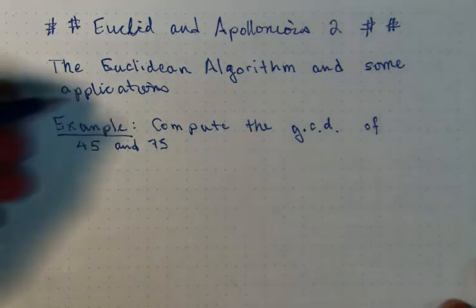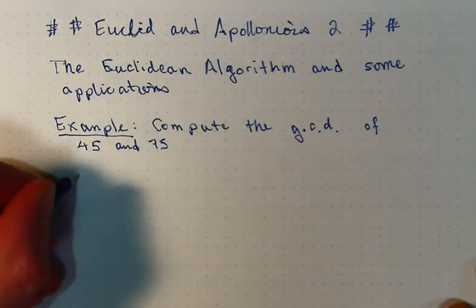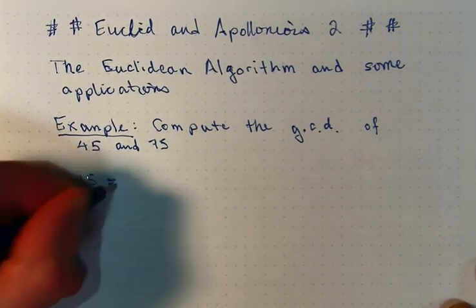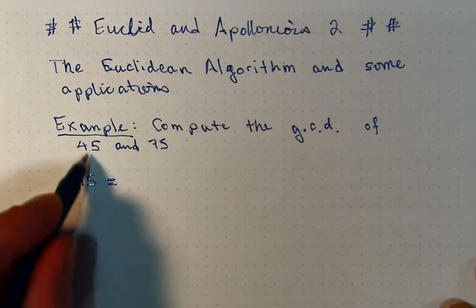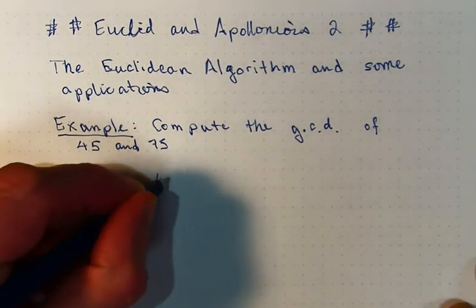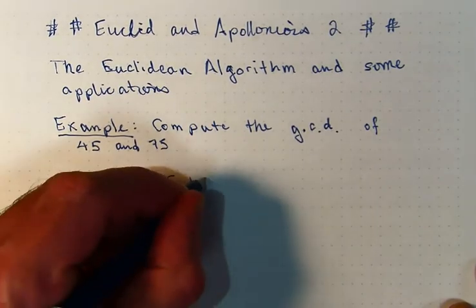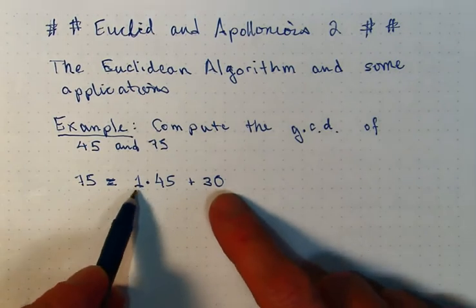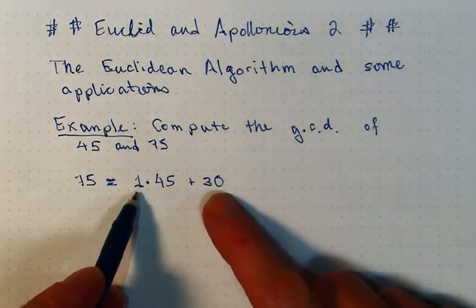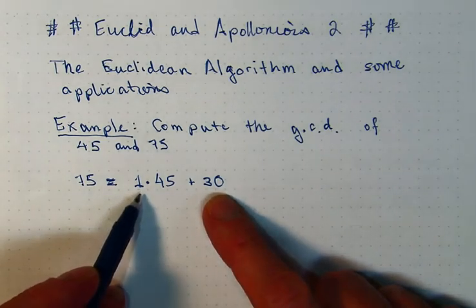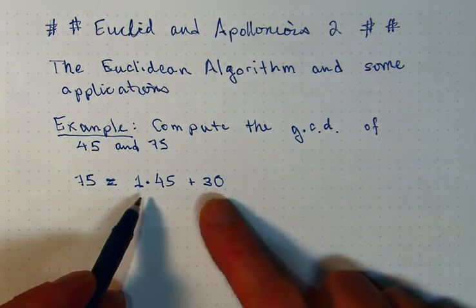So here's what we do. We start like this. So I need to find the quotient when I take 70 and divide it by 45. So 45 goes in one time with a remainder of 30. So you're always finding the quotient and the remainder, and your remainder will always be a non-negative integer. The smallest remainder you could have is 0.